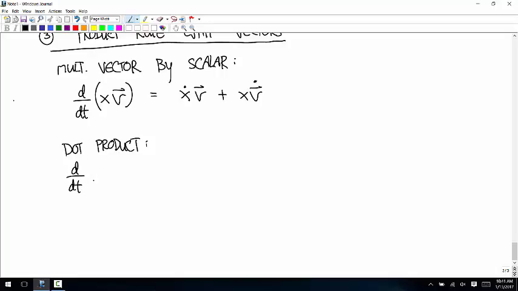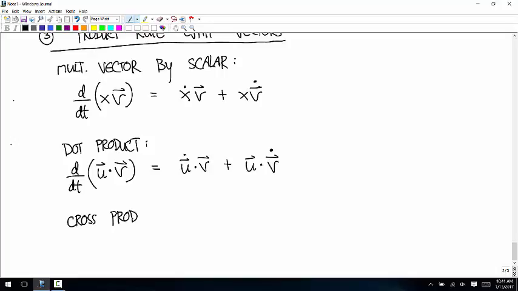And so if you're taking the derivative of u dotted with v, that's u dot dotted with v plus u dotted with v dot. And then the cross product. So notice, these all follow the exact same rules. Notice that, and then you save storage space in your brain. You just have to remember it once, you know what I mean?